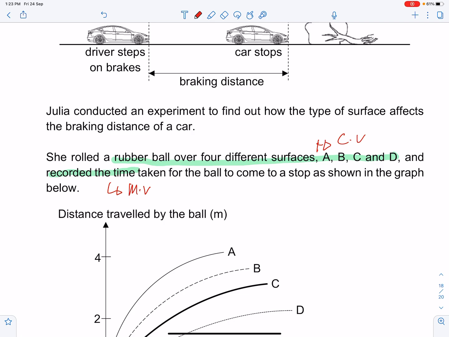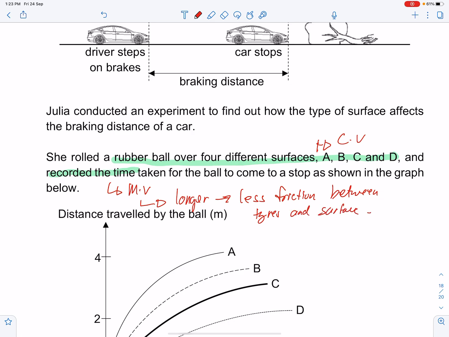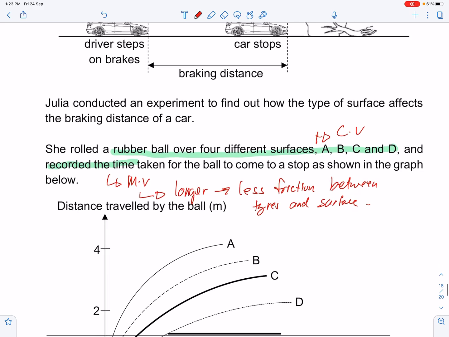Actually, straight off the top, at the back of my mind, I should get some form of understanding. The longer it takes means less friction between where? Tires and surface. Right? Because less friction, right? Because friction works in the opposite direction. So if it takes a longer time to brake, or it travels a longer distance, it means that friction is less. So how does this help me?